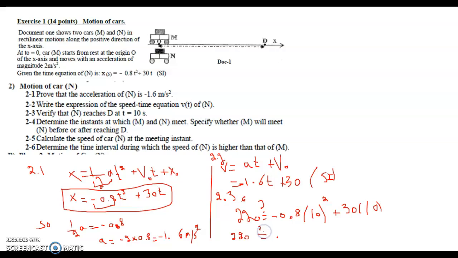So is 220 equal to minus 0.8 times 10 squared? 10 squared is 100, times 0.8, it is minus 80. Minus 80 plus 300, still a question mark. So yes, we get that 220 equals 220. So now I can say 220 meters for sure. Because both sides are equal, I write verified.